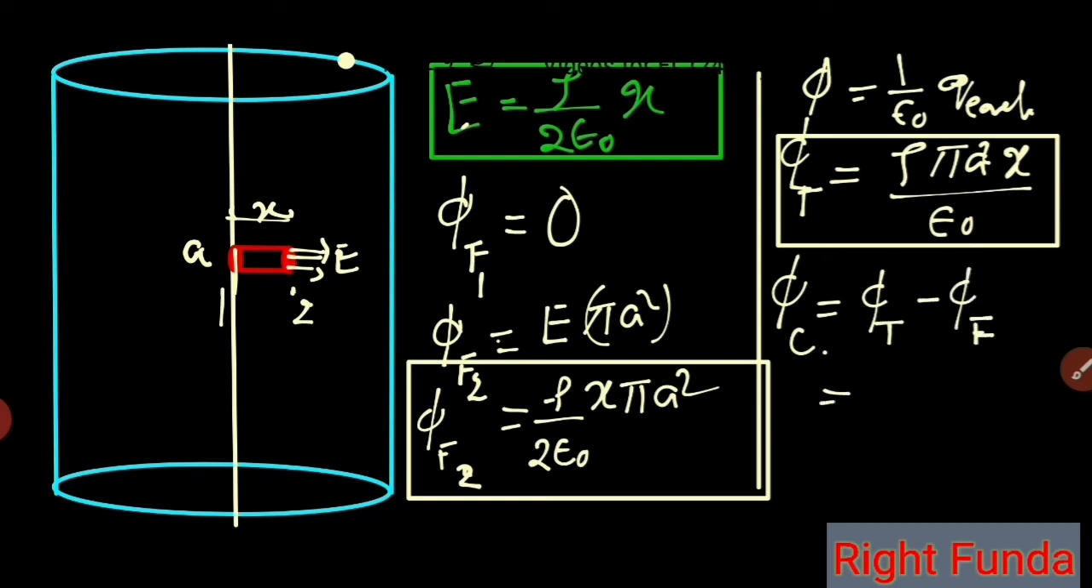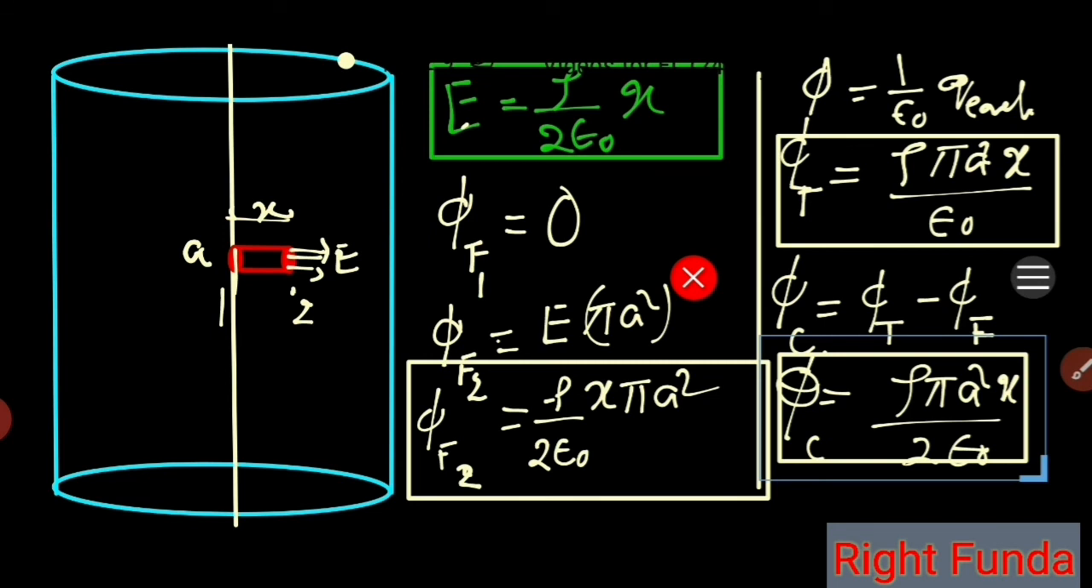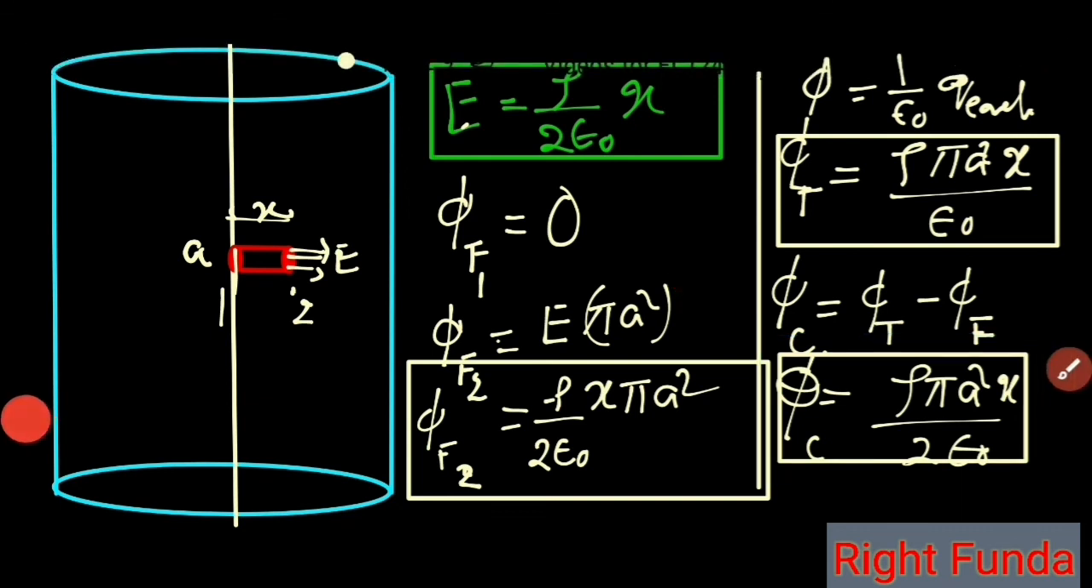If you substitute, the flat surface flux is half of the total. So the total flux through the curved surface of the considered cylinder is rho pi a square x by 2 epsilon naught. This is when the cylinder is placed such that one flat surface is on the axis of the charged cylinder, perpendicular to the axis. Then the total flux through the curved surface we calculated will be rho pi a square x by 2 epsilon naught.